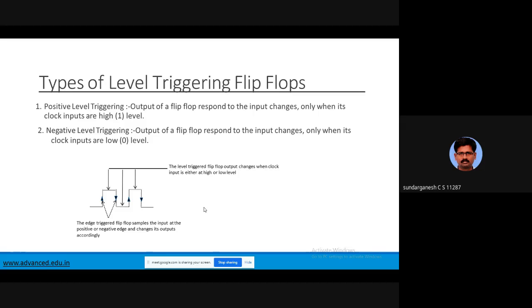So next one is edge triggering. It may be positive edge triggering or negative edge triggering. The output changes to the input during this low to high edge, which we are calling the positive edge. So when the output changes during the positive edge of the clock signal, we are calling it positive triggering. Similarly, this is level triggering. Here the output changes at level 1, so it is called positive level triggering. When the output of the flip-flop changes during level 0, we are calling it negative level triggering.